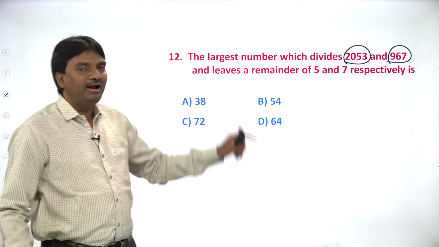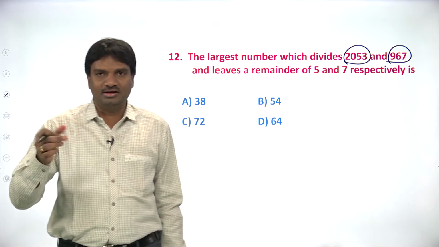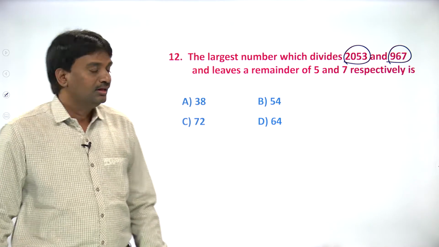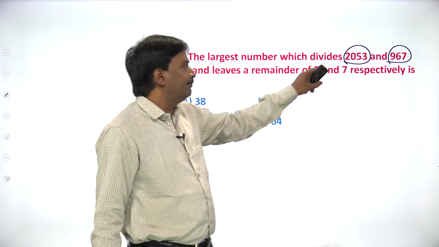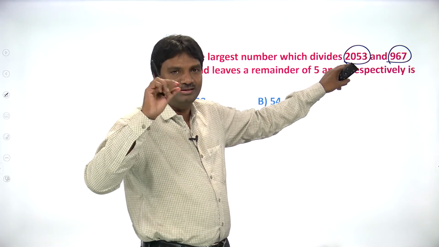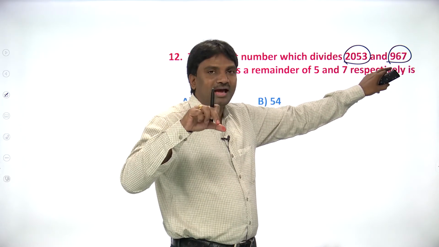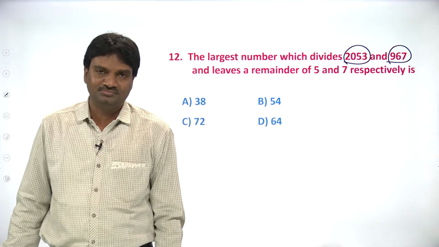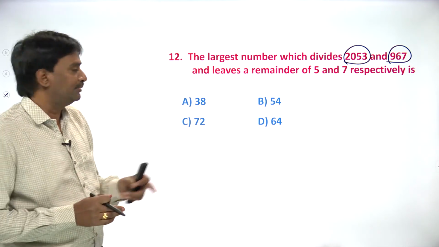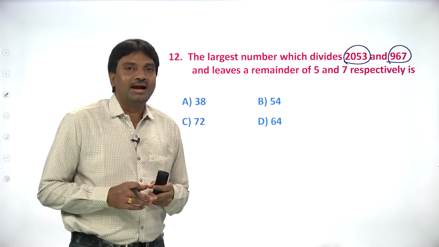We are dividing the given numbers 2053 and 967 by some number, and it leaves a remainder 5 and 7. If we divide the number 2053 by that number, we will get the remainder as 5. If we divide the number 967 by the same number, we will get the remainder as 7. So, which number is that? Among the options, we have A 38, B 54, C 72 and D 64.